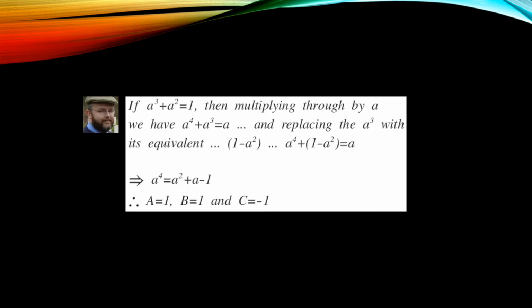And of course that leaves us with the next part, which says show that alpha to the power of 4 is equal to minus 1 plus alpha squared. Well, again, not so bad. The reason it's not so bad is that if alpha cubed plus alpha squared equals 1, then we can multiply through by alpha and replace the alpha cubed with what alpha cubed is equal to, namely 1 minus alpha squared. And if we do that, it tidies up nicely to alpha to the power of 4 is equal to alpha squared plus alpha minus 1 as required.